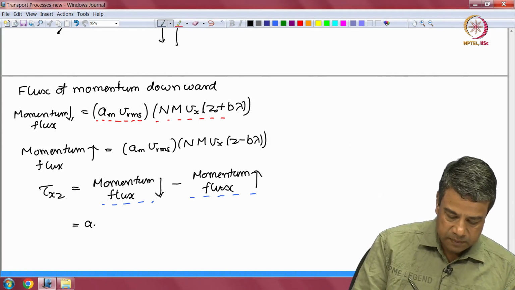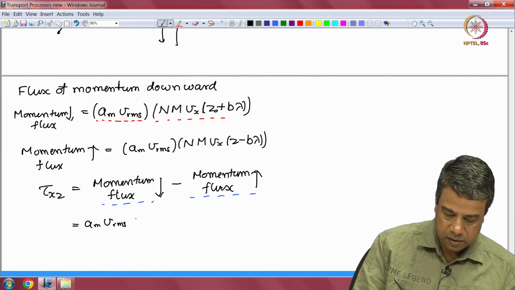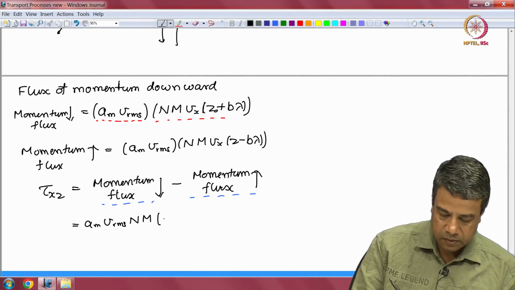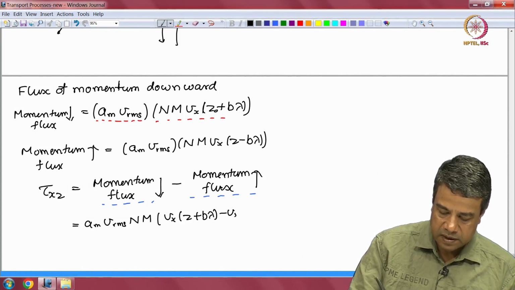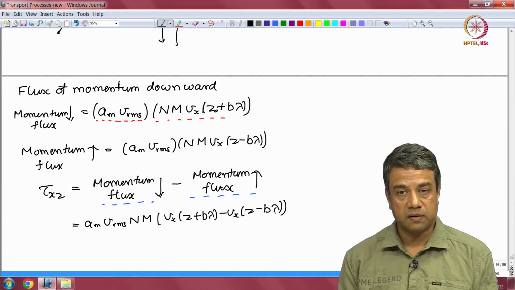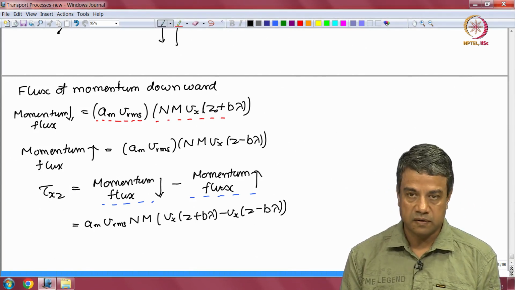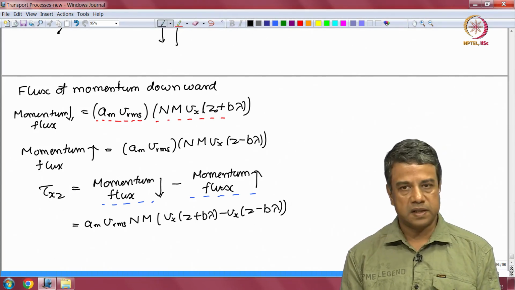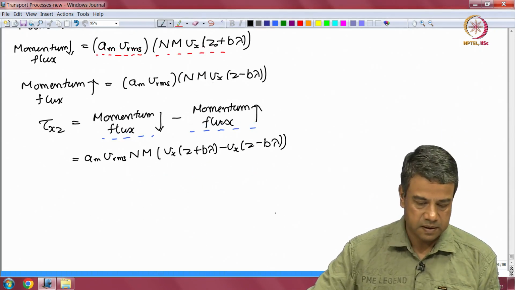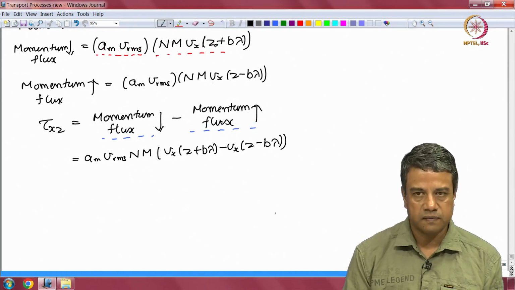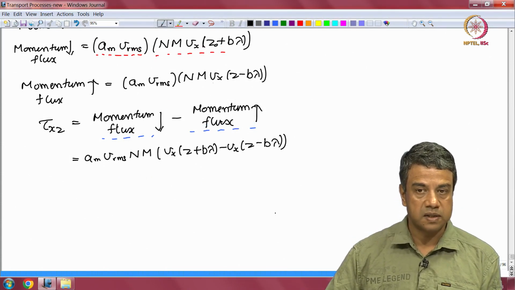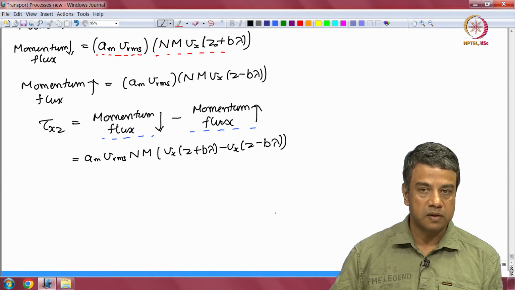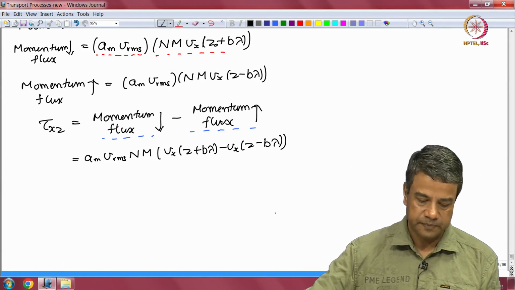So, this will be equal to Am Vrms into Nm into Vx at z plus b lambda minus Vx at z minus b lambda. Note that Vx I am using here for the flow velocity, not for the molecular velocity. Vrms is the molecular velocity and Vx is the flow velocity. I am using the expression Vx here for the average flow velocity, which we had defined earlier. You take the molecules at a location, sum up all the momenta of the molecules, divide by the mass, you get the flow velocity.